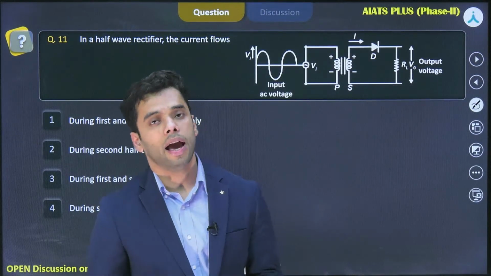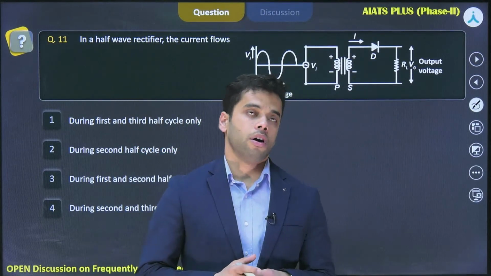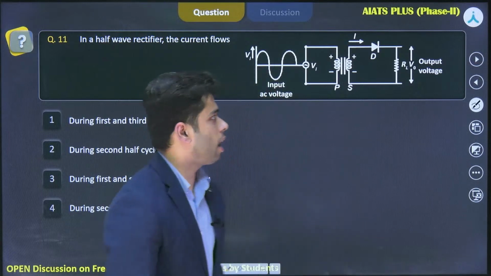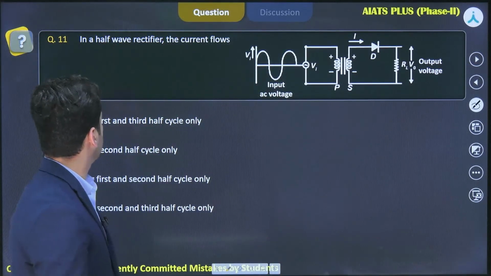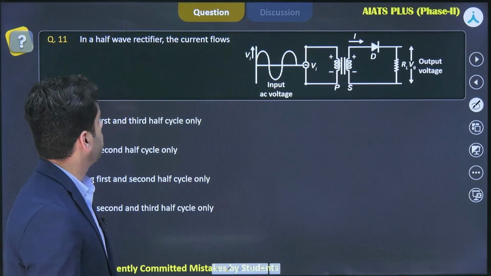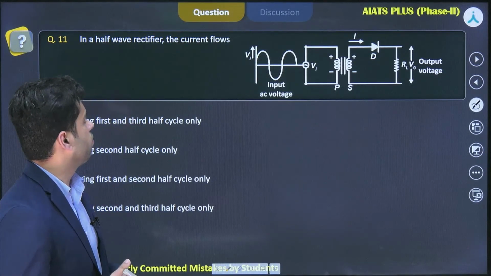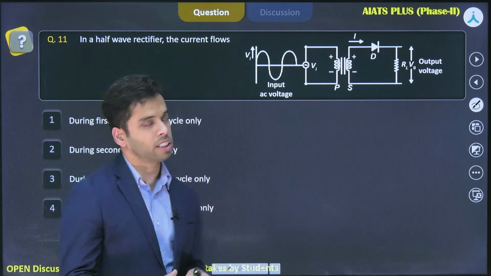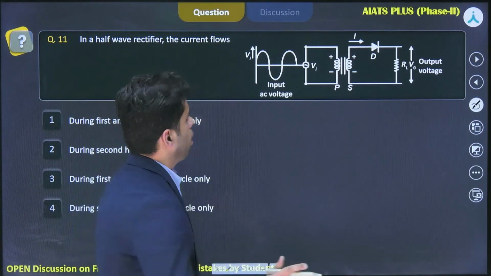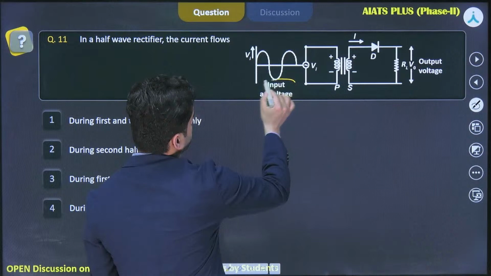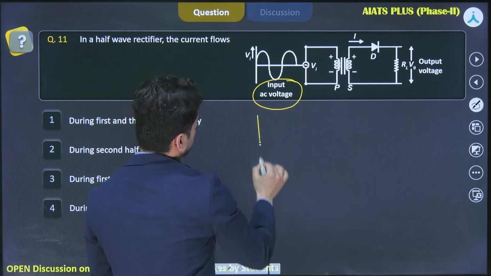There you go. It is from the chapter of semiconductors. Let me read the problem for you. It is problem 11 from the original paper. It says that in a half wave rectifier, the current flow. So you have been given a setup of a rectifier, and this is the input AC voltage. Let me draw it for you.